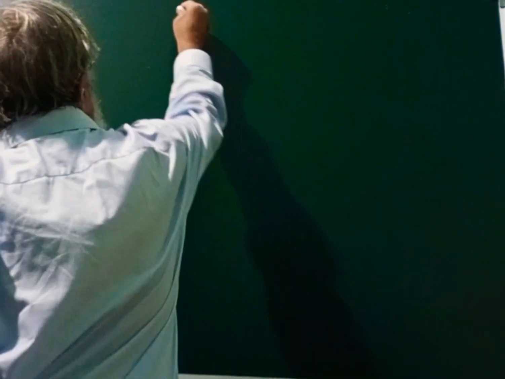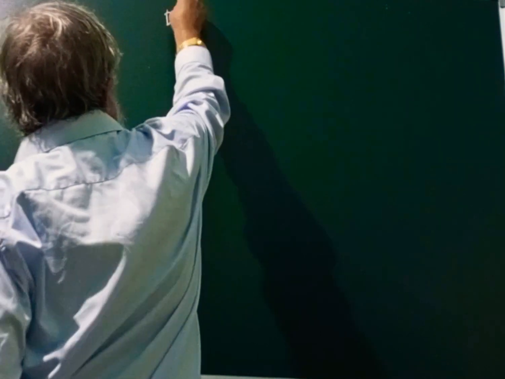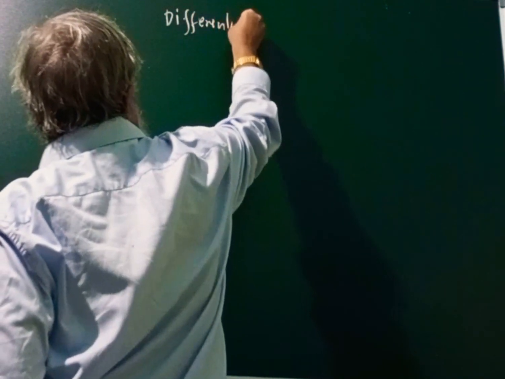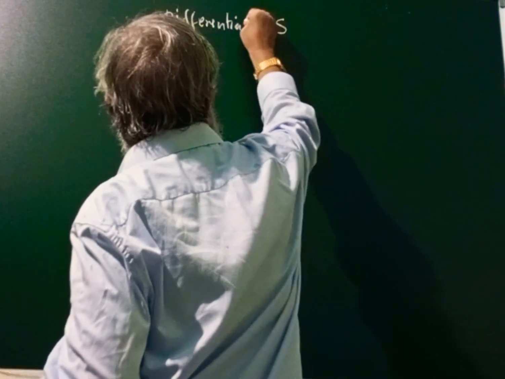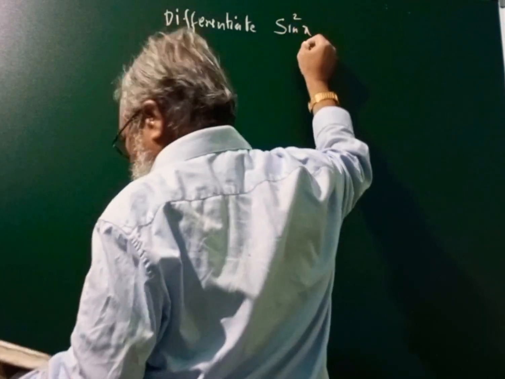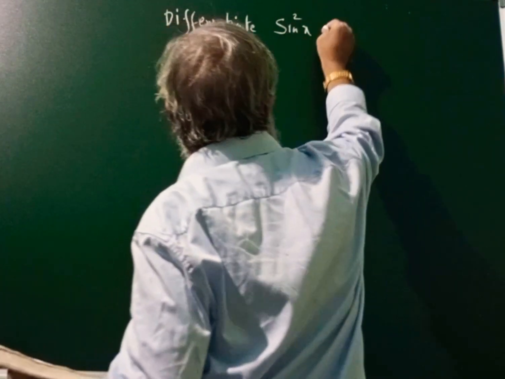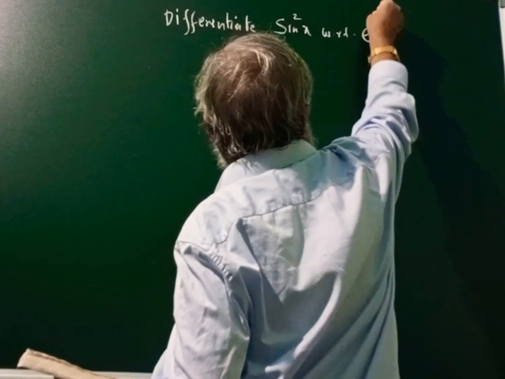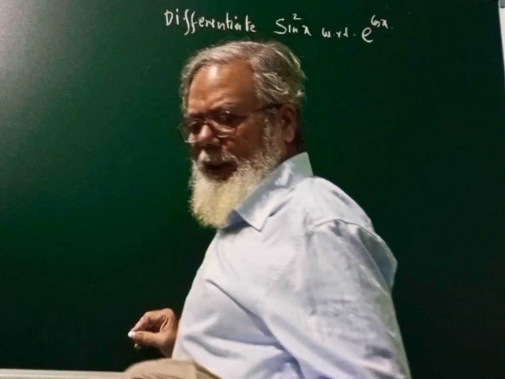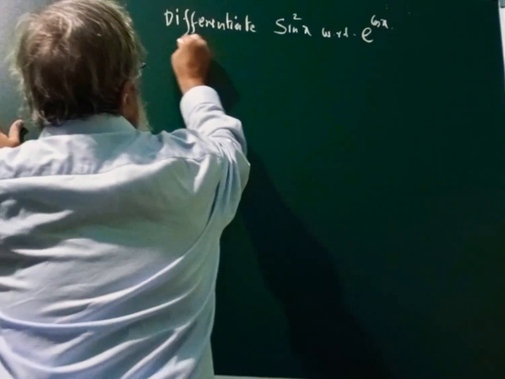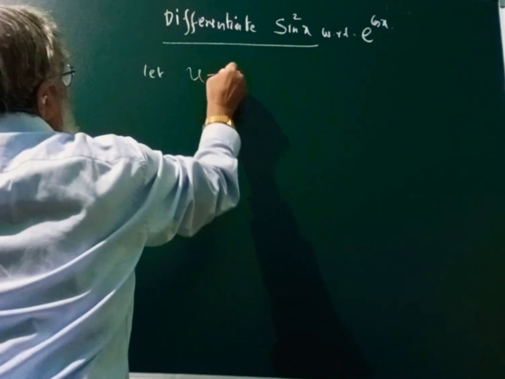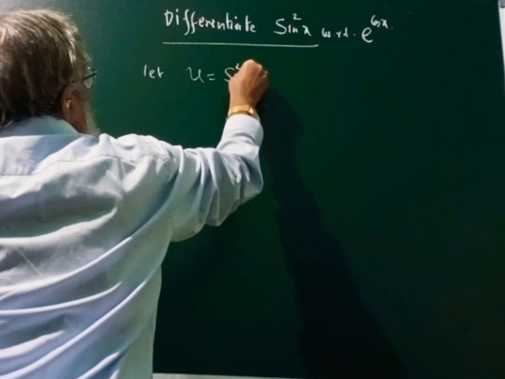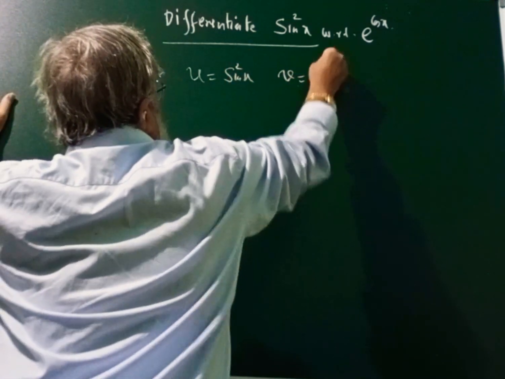Next problem. Differentiate sine square x with respect to e raised to cos x. Here, let us suppose u is equal to sine square x, and v is equal to e raised to cos x.